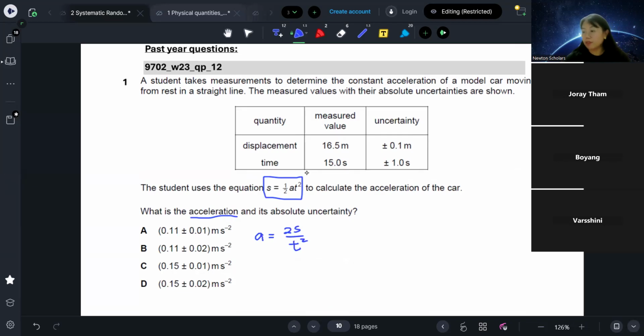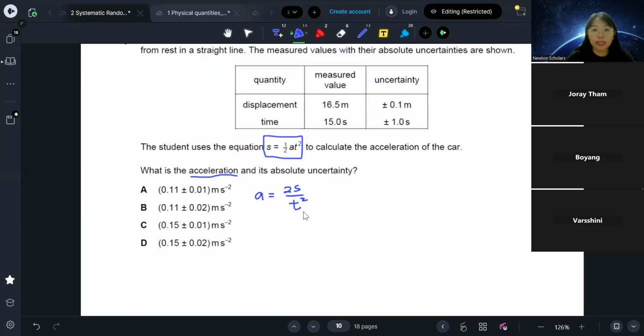Then after that, I need to find the actual value for the acceleration. So here, s is the displacement, and time is t. So you first do the substitution and then you find the actual value. What is it in meters per second squared? Find it out. Then after that, find the absolute uncertainty.